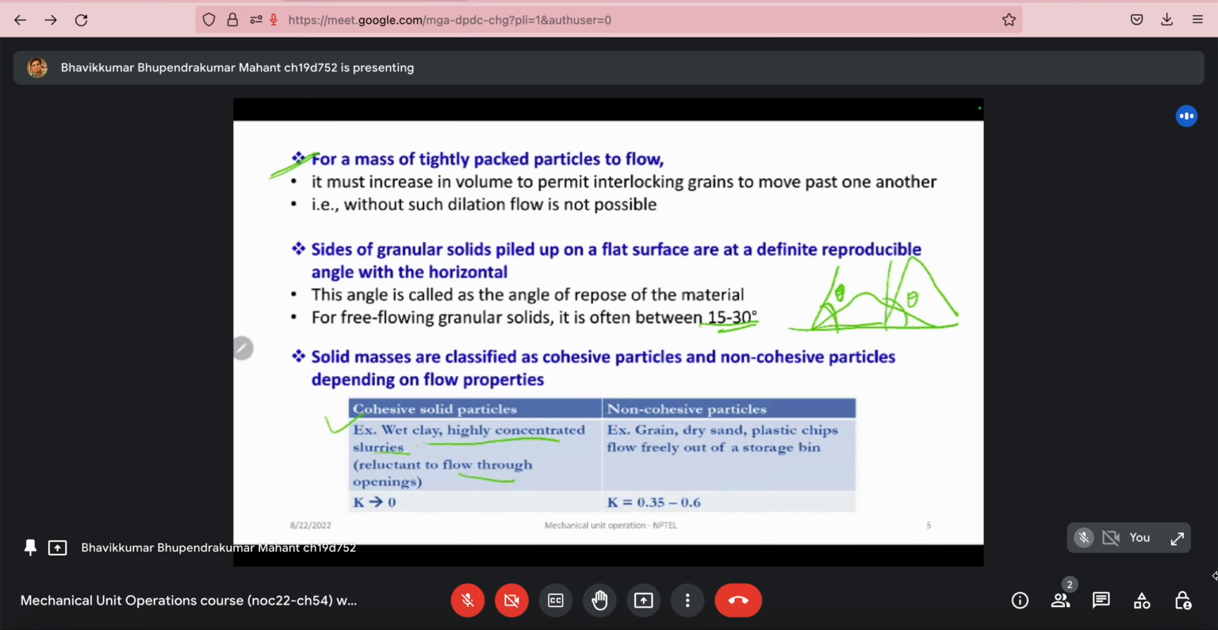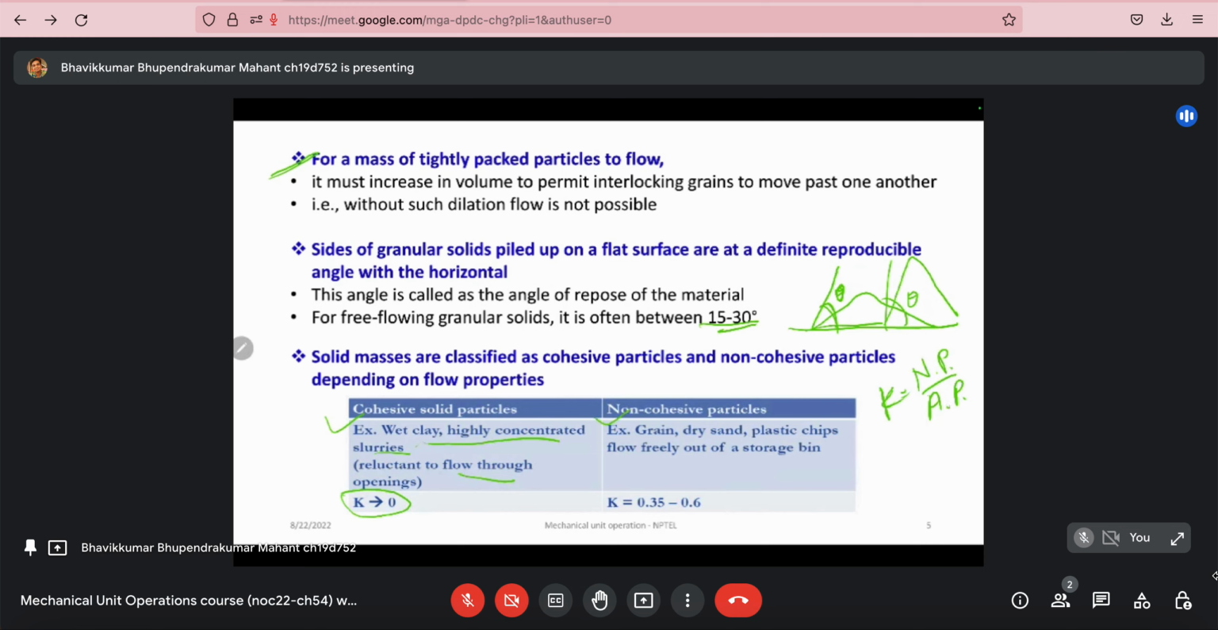They are reluctant to flow, because if the clay is dry, like in sand form, you can easily flow it. But if it is in a very sticky and wet form, then it is very difficult to flow through openings, and the K value tends to 0. Normal pressure divided by applied pressure is the K value. So if the K value tends to 0, that means the normal pressure tends to 0. That's why whatever amount of pressure you apply, the solid is not able to flow using this amount of pressure up to some threshold value.